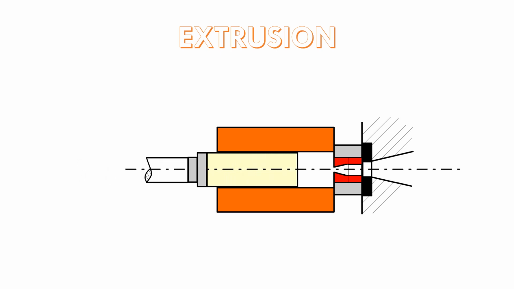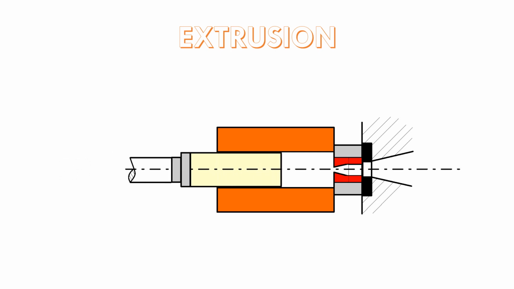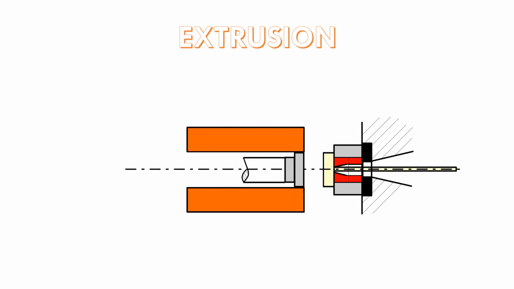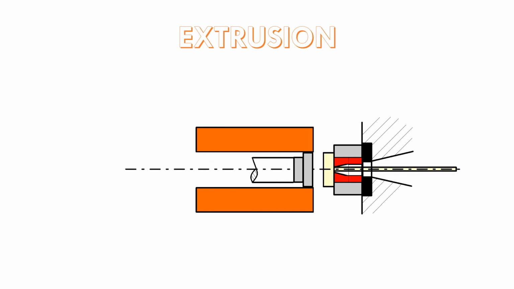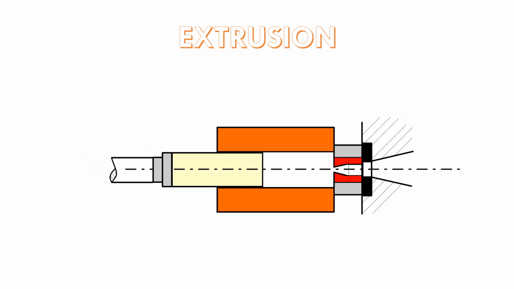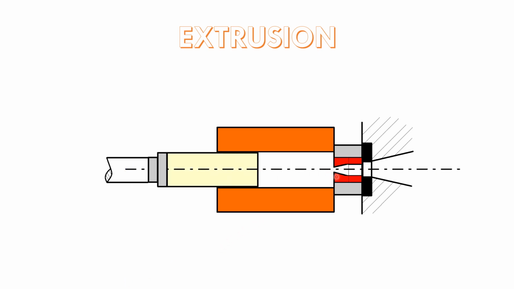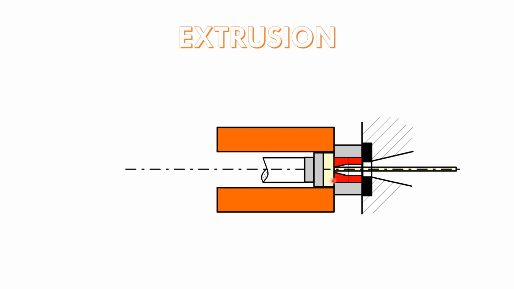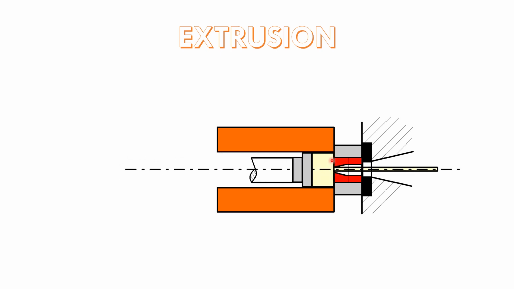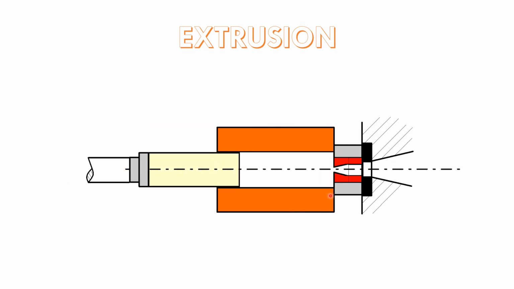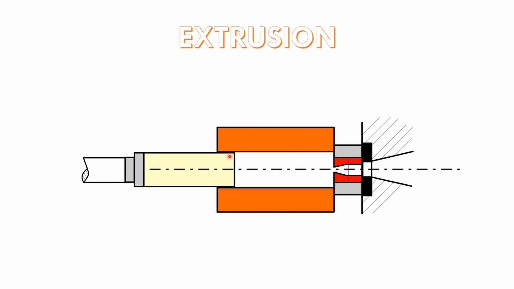So the next process is extrusion. In extrusion, if you can see here, the material will be placed inside here and the material will come out from the die opening. If you can see in the end here, the part that is not going through the die opening here is called butt, B-U-T-T, yes, butt. This part will be removed from the process after the extrusion has already finished.